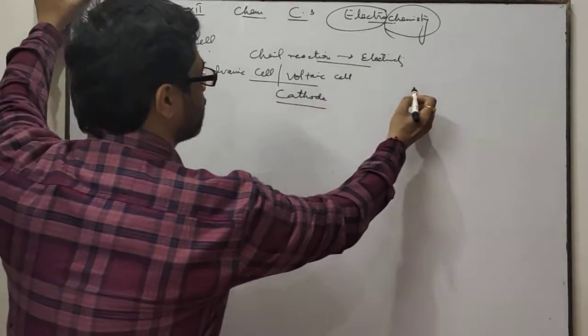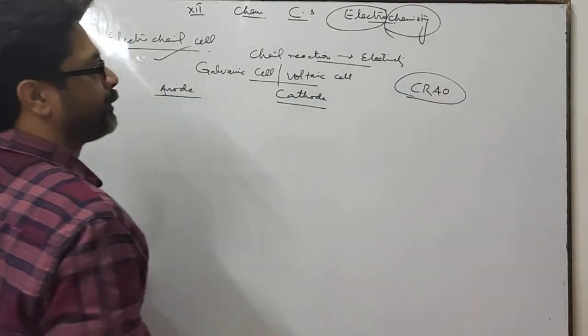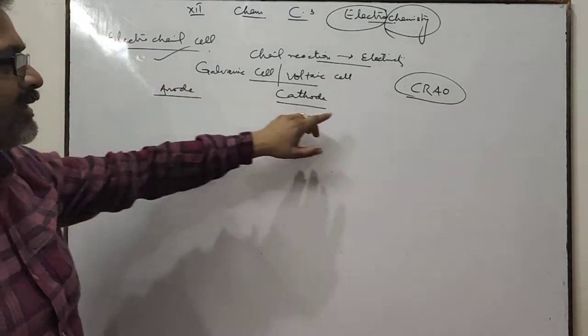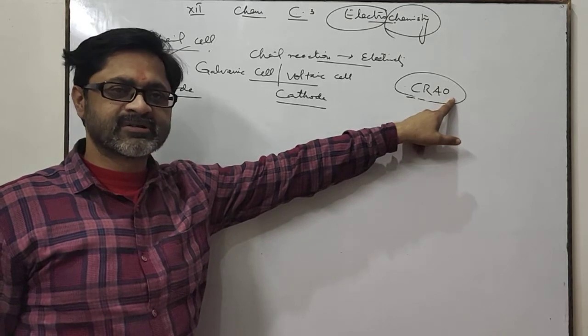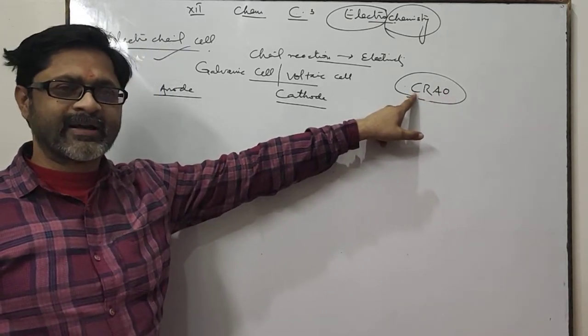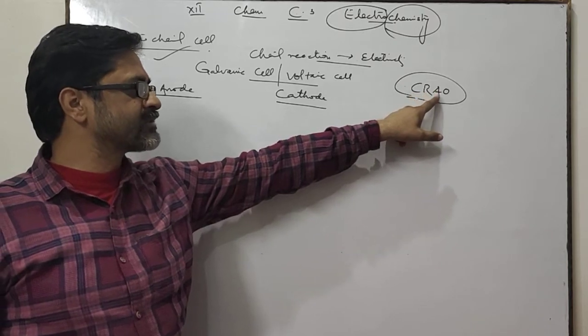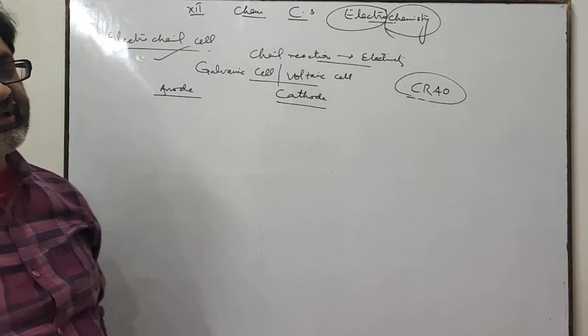We can learn it about the cathode and anode by this simple word. Cathode, reduction, anode, oxidation. Crow. Cathode is that electrode at which reduction takes place. Anode is that electrode at which oxidation takes place.